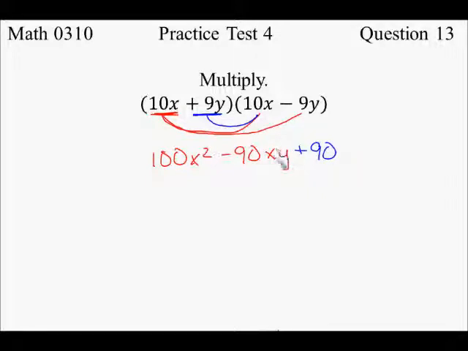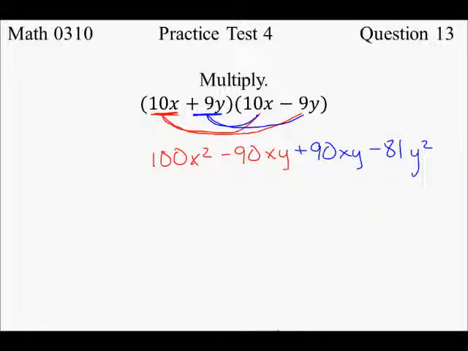Since I already have an xy term, I'm just going to go ahead and call it xy instead of yx. It's the same thing, really. And then a positive 9y times a negative 9y. So that would give 9 times negative 9 being minus 81 there. And then y times y would give us y squared.